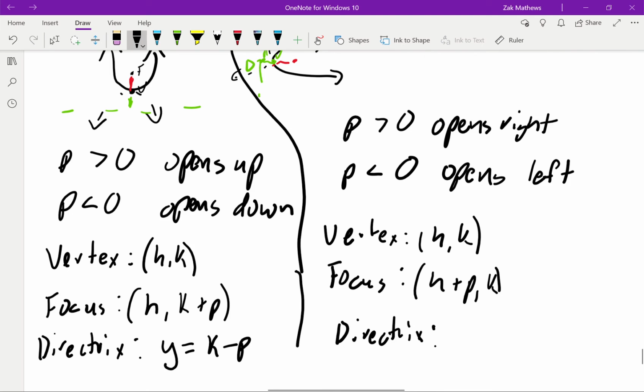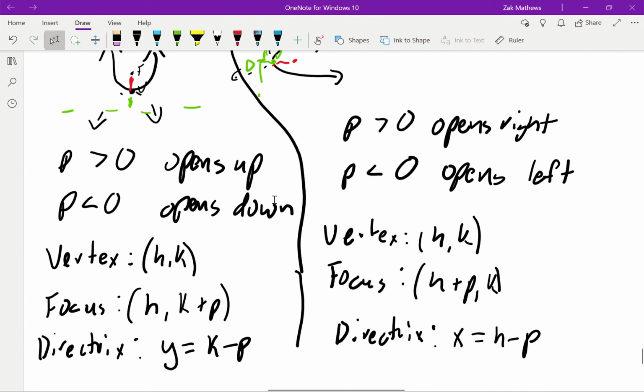If it's opening left and right, well, now the directrix we can see is a vertical line, so that's going to be x is equal to. And rather than traveling p units in p's direction, I'm going to travel the opposite direction, so h minus p. So these are all the key characteristics that those h's, k's, and p's give to me.